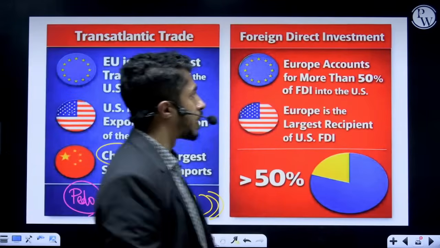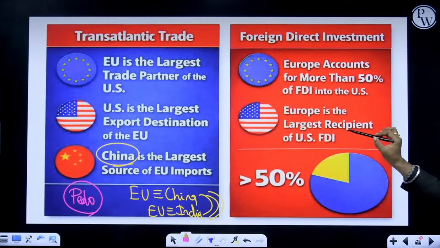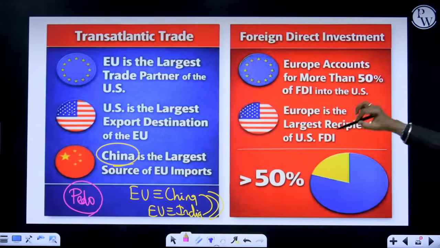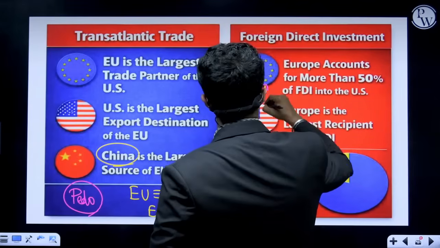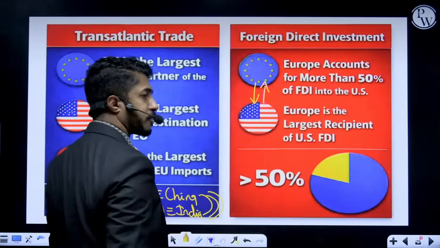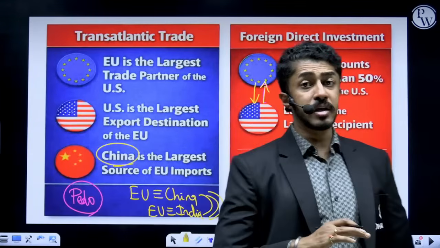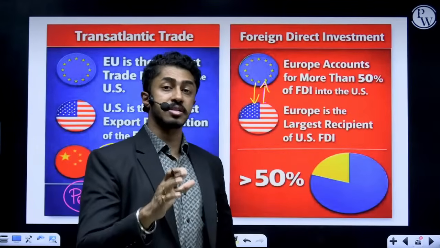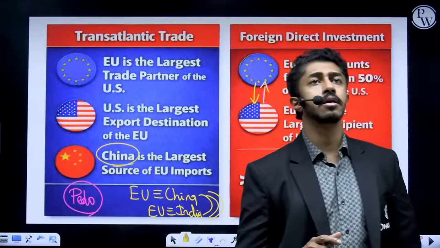Europe accounts for more than 50% of FDI into the USA. Europe is the largest recipient of US FDI. This is the point. So what? Both are mutually important for each other. So the idea here is you must understand, if the European Union decides to punish the USA, or the USA decides to punish the European Union, both of them will get affected. It is not that Europe will find it easy to live or only the USA will suffer. The suffering will be mutual. Clear?